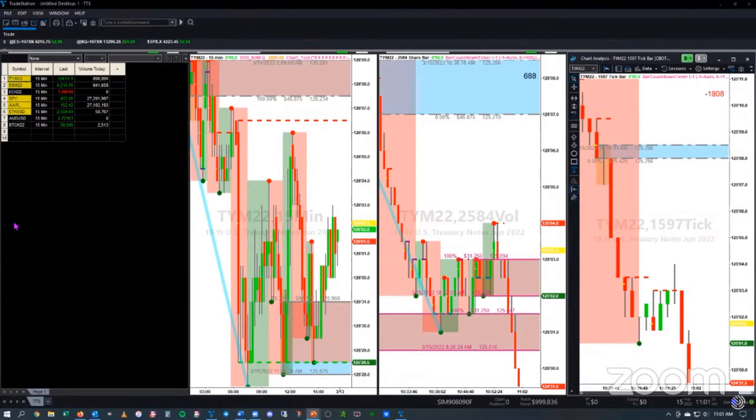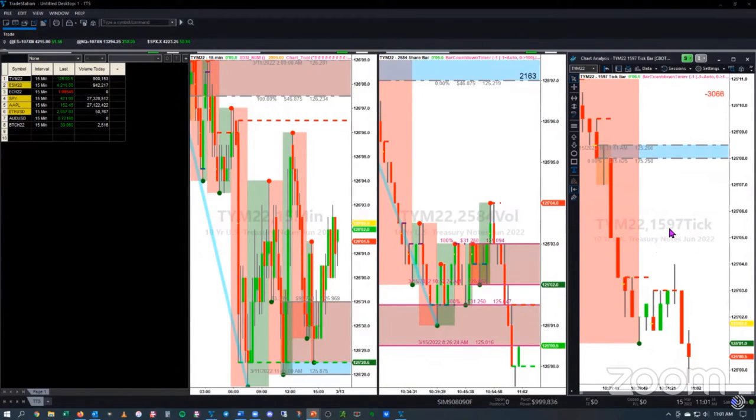So I have a TradeStation workspace set up here, and I have this chart set on a 1597 tick. This chart is on a 2584 volume or share bar chart. And then this chart here is on a 15 minute. They're all the 10-year futures contract, the current one. And I have this bar countdown timer set up here.